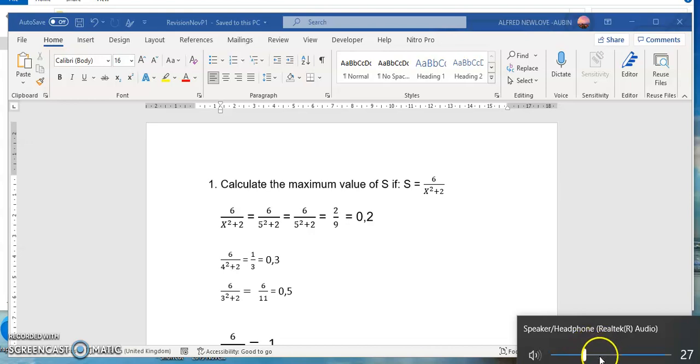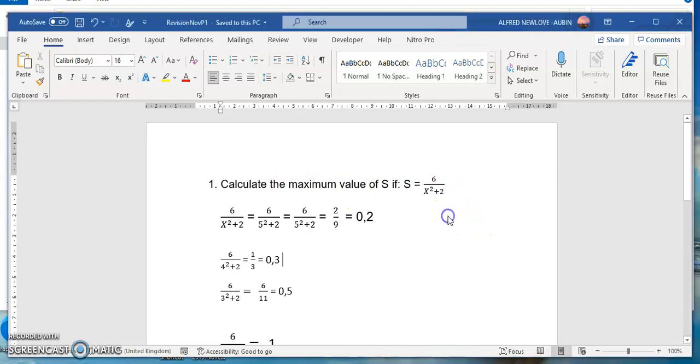We are still trying to sort out things to assist us on our final exams. Somebody gave me this question, and I think I need to share. This is one of the questions in your trial exams. It says: calculate the maximum value of S if S is equal to 6 over x squared plus 2.